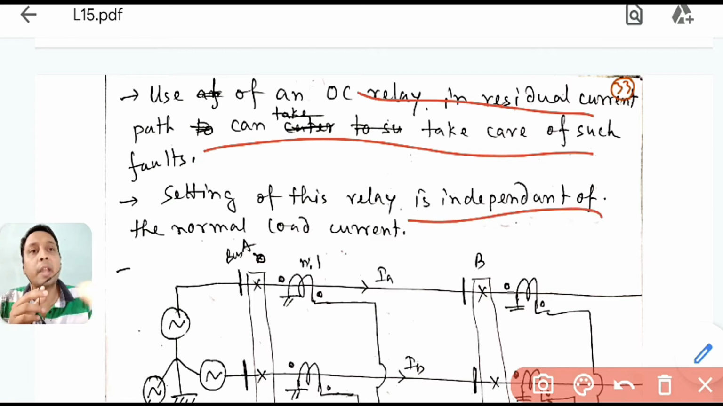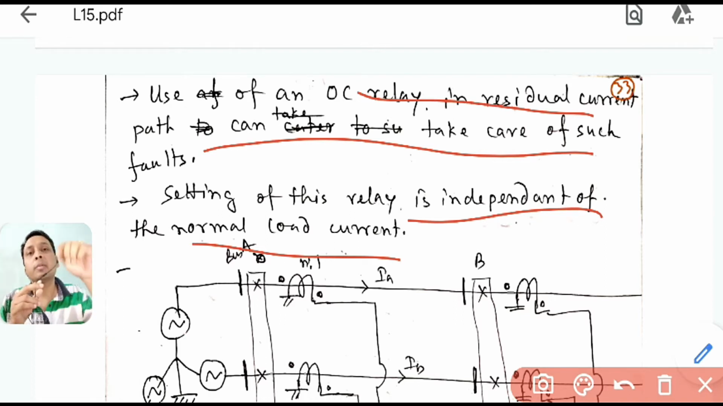The setting of this current doesn't depend on load current, because load current will not flow through that residual current path. Only the unbalanced current will flow, and that will depend on how much unbalance you are supposed to allow in that three-phase system. Normally it is 5 to 10%, or it depends on the standards.